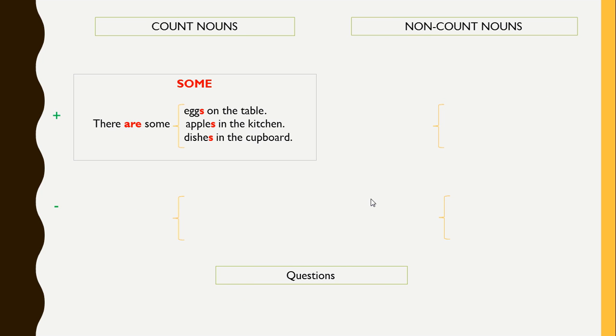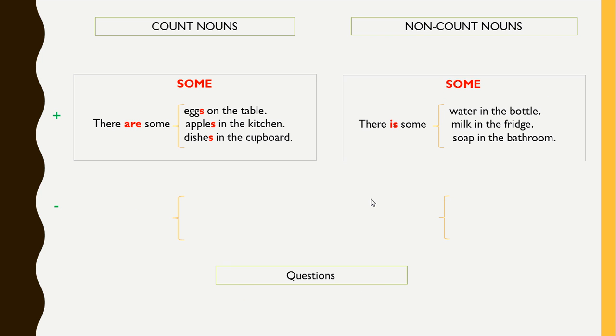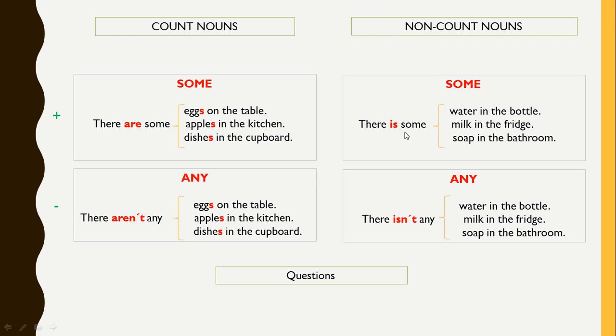Good. We use some for count nouns and non-count nouns. Remember, for count nouns, we can use singular and plural. And if you use a plural, the noun has to be plural too. There are some eggs on the table. There are some apples in the kitchen. There are some dishes in the cupboard. But for non-count, it is always singular. There is some water in the bottle. There is some milk in the fridge. There is some soap in the bathroom.